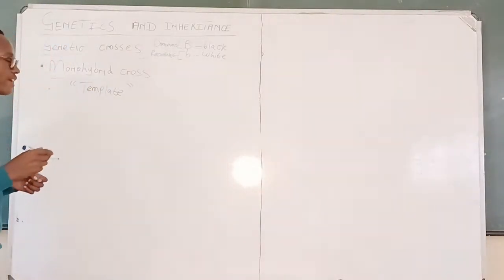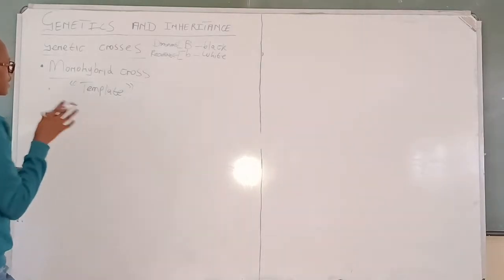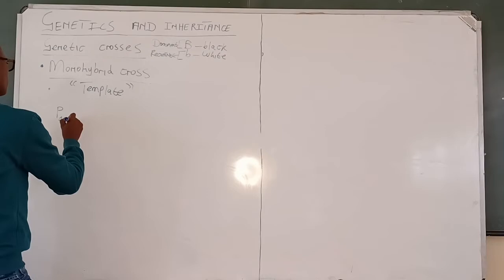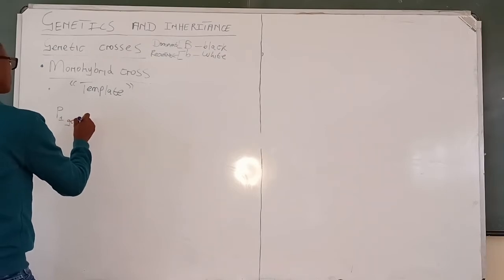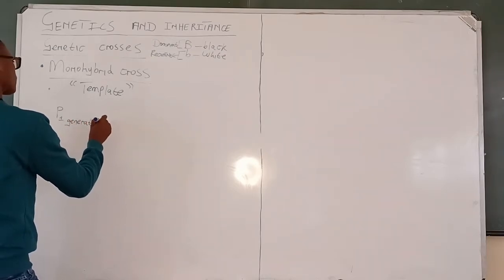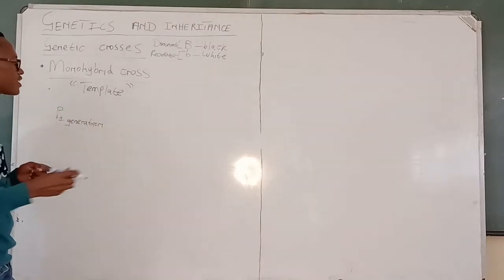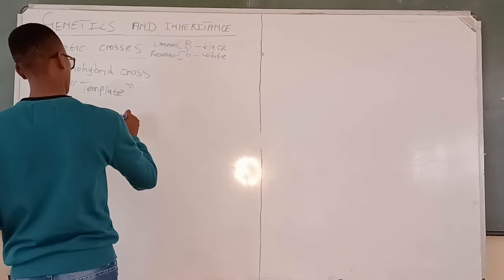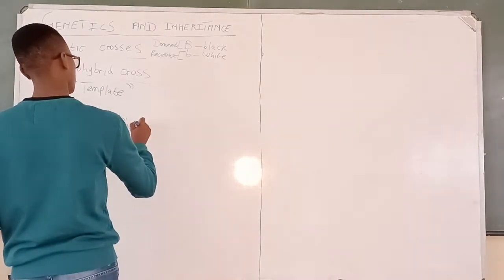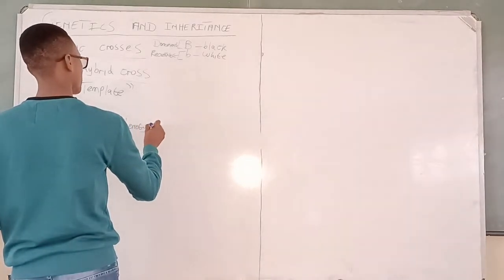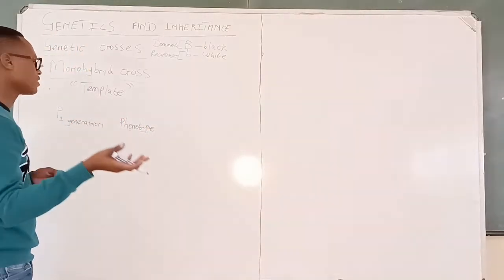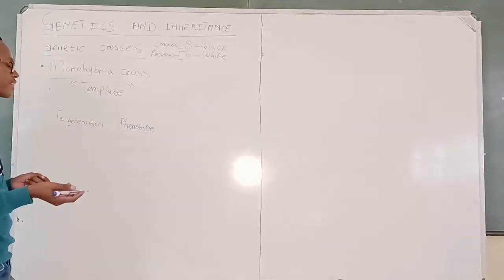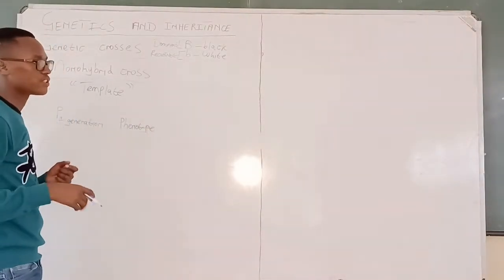First of all, always when you use this template, you're going to start with the first parental generation, P1 generation. In the P1 generation, the first thing that we're going to focus on is the phenotype. In the previous video, we said that a phenotype is what you see on the outside, that is the physical appearance of an organism, right?